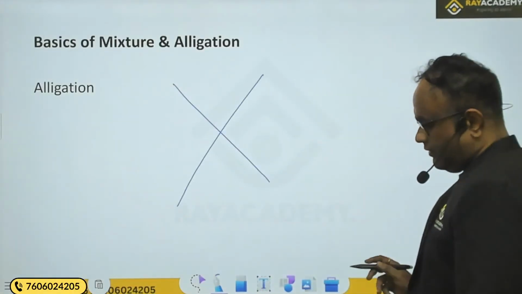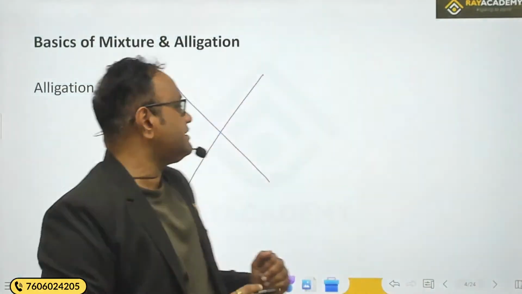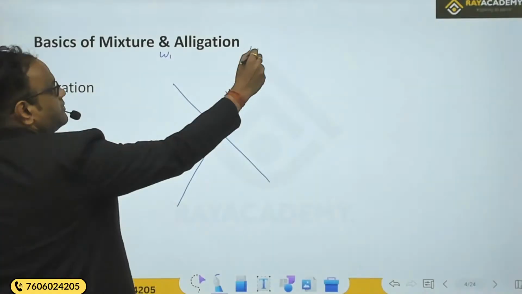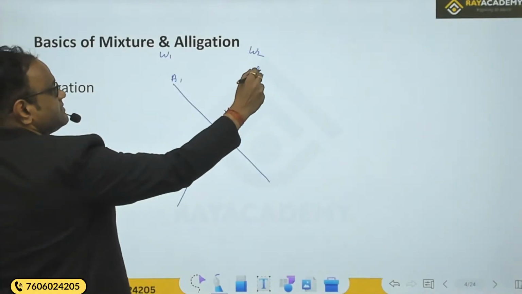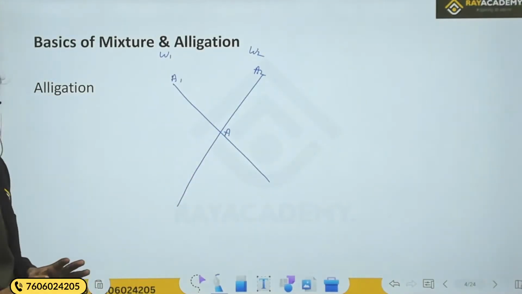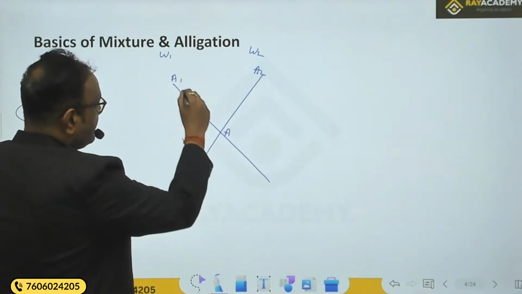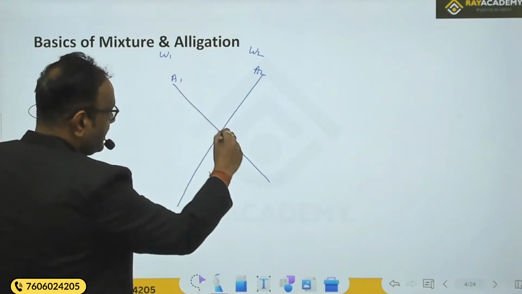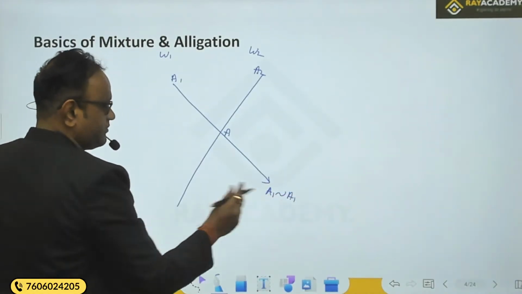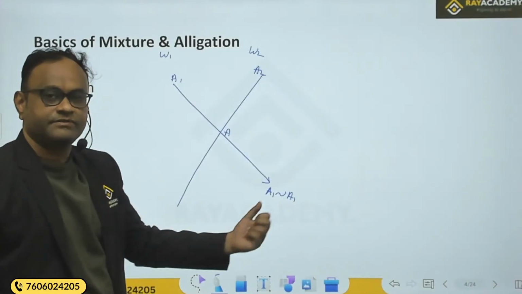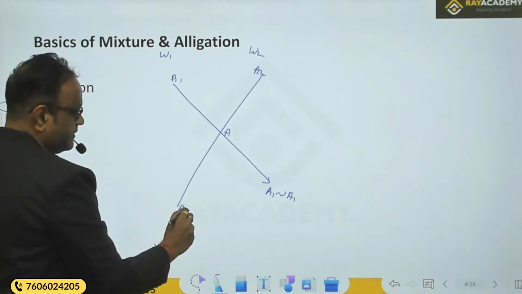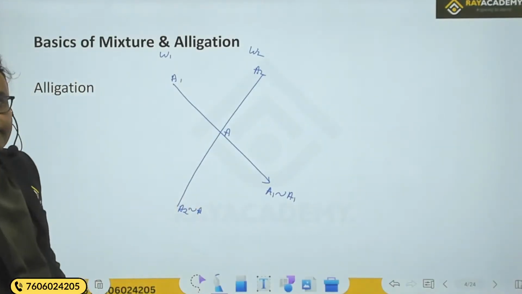Now you write here W1, this is W2, this is A1, this is A2. A is the average of the mixture. Now along this line, the A1 and A, you write the difference of A1 and A. Along this line, the A2 and A, this is also the difference of A2 and A.